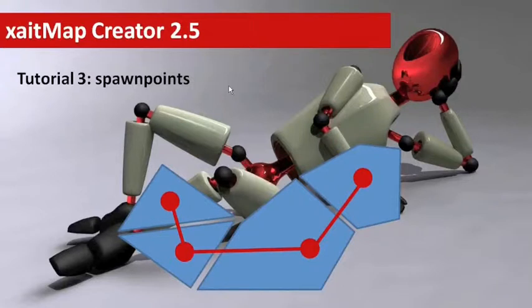So, in this third tutorial, we learned how to use spawn points to indicate reachable areas in a navigation mesh, and how to use them to discard parts of the navmesh that are not reachable by an NPC and thus useless.